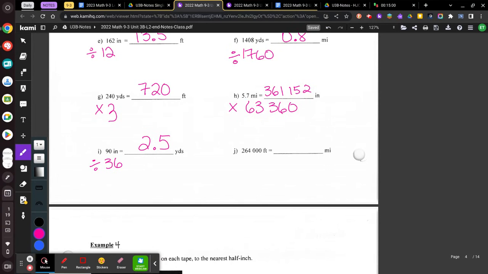The next one, feet to miles. Feet to miles is dividing by 5280. And that's going to give us 50 miles. Okay, this concludes converting within imperial measurements.